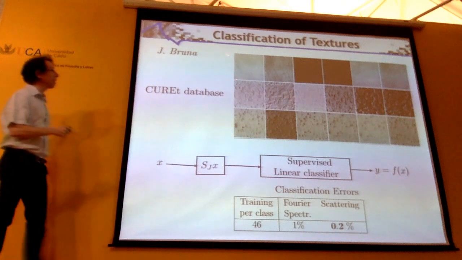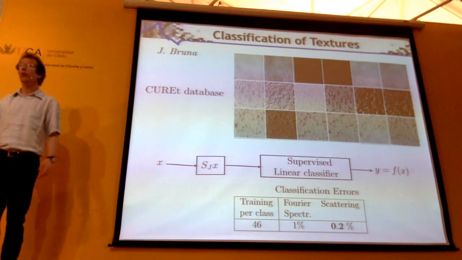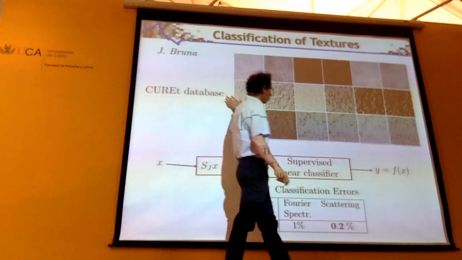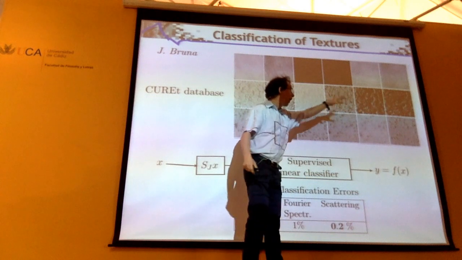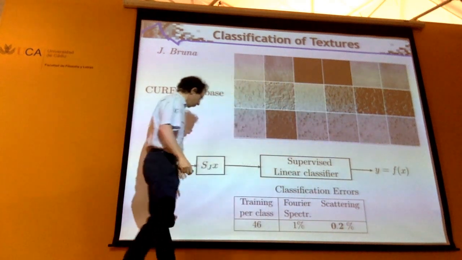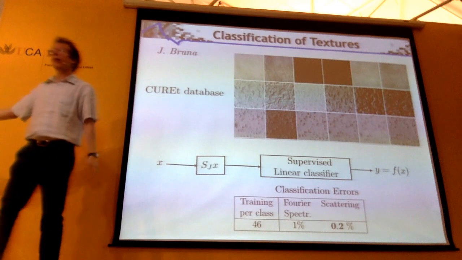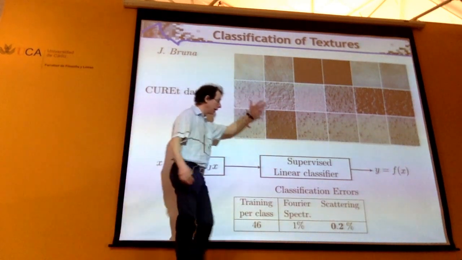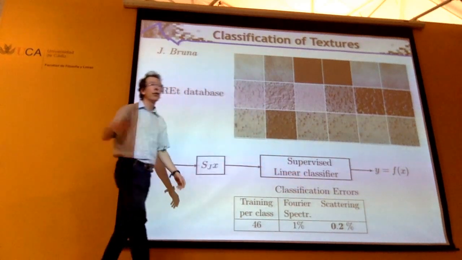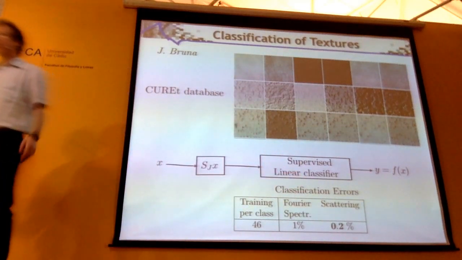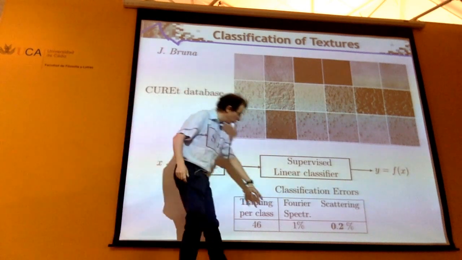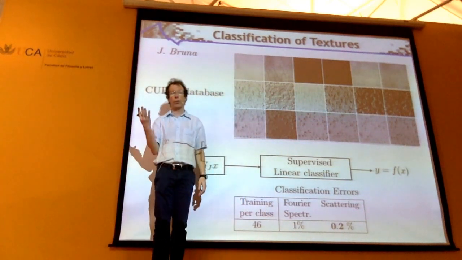Let's take the example of these textures and first do classification. This is a standard database, KTH, from Berkeley, of textures. So these are one class, a second class, a third class, and so on. Same classification problem as digits, okay? We're going to use exactly the same representation, scattering, with a linear classifier. The competitor here, the very standard classifier, which is not bad at all, is second order moments. In other words, the Fourier spectrum. The Fourier spectrum does quite well. You have an error of about 1%.